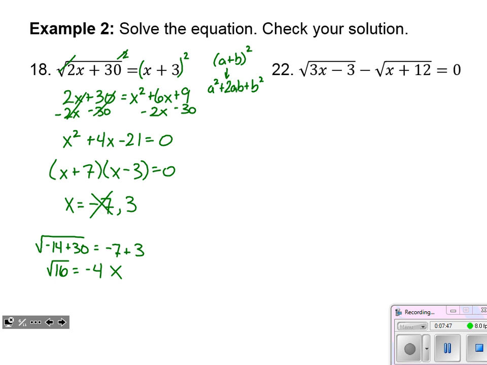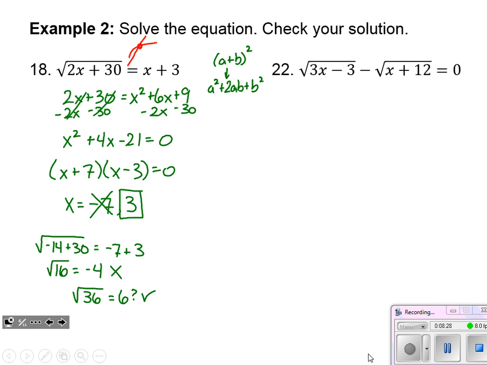Let's try the positive 3. Here I would have the square root of 6 plus 30, 36. Does that equal 3 plus 3, 6? Yes, it does. The positive square root of 36 is a positive 6, so that works. x equals 3 is my only solution for that. And if we wanted to check, we could plug the radical in as y1 in the calculator and x plus 3 in as y2. What we should see is a graph that only has one intersection point. One intersection point means I should only be coming up with one solution.